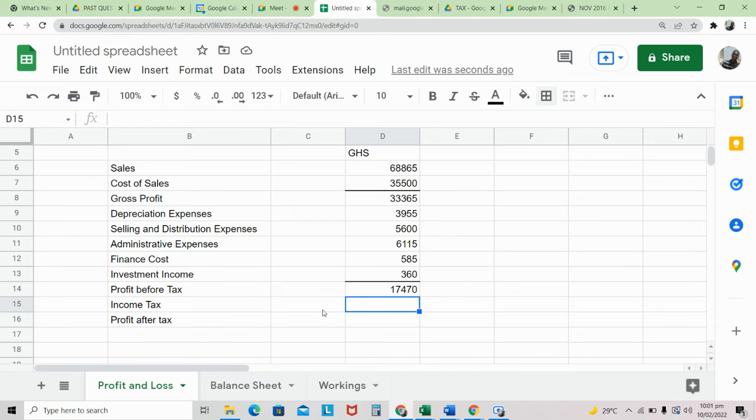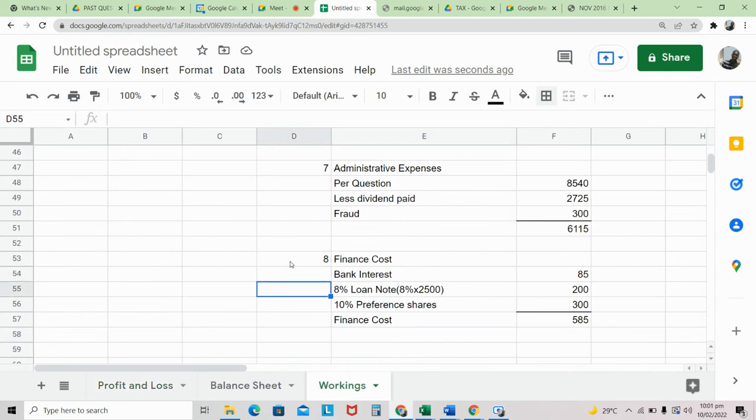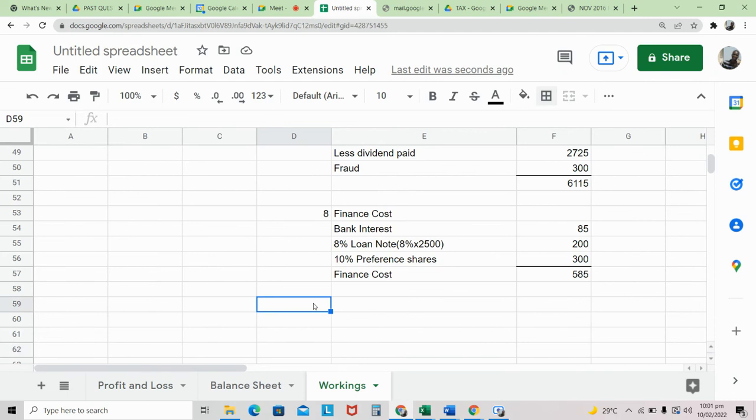From this figure, you deduct your income tax and then you get profit after tax. Do you get it? Okay, let's calculate our income tax, then we can finish this. We can finish our income statement. So let's just calculate our income tax and then we'll be done. So income tax.